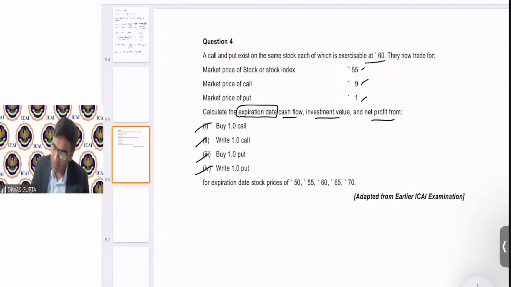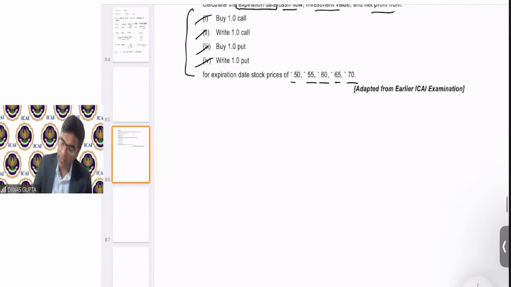If the price at expiration comes out to be 50, 55, 60, 65, and 70, then in all these scenarios, calculate for these 4 options the expiration date cash flows, investment value, and net profit. So students, this is very easy actually. So let's go first of all to the expiration date cash flows.